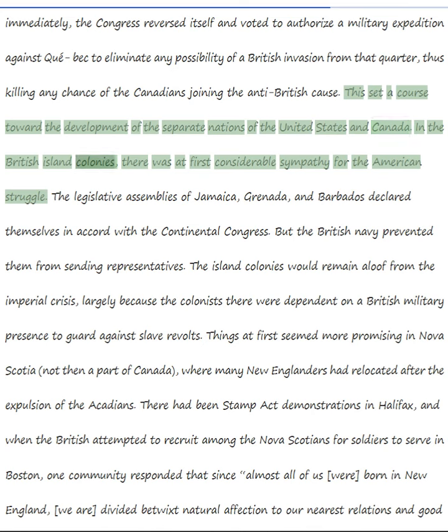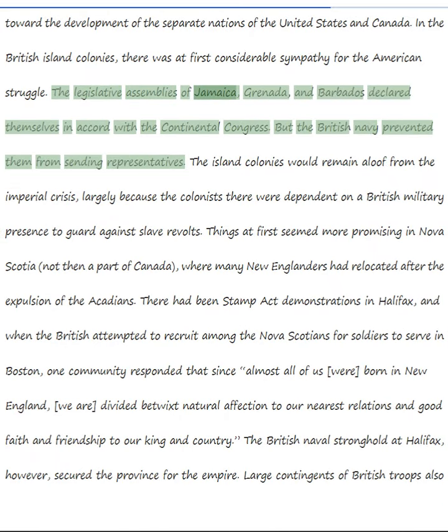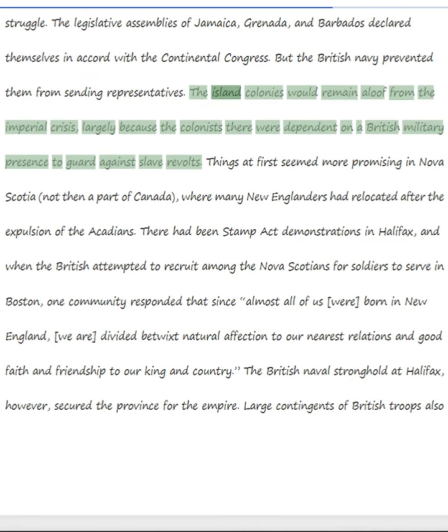In the British island colonies, there was at first considerable sympathy for the American struggle. The legislative assemblies of Jamaica, Grenada, and Barbados declared themselves in accord with the Continental Congress. But the British Navy prevented them from sending representatives. The island colonies would remain aloof from the imperial crisis, largely because the colonists there were dependent on a British military presence to guard against slave revolts.